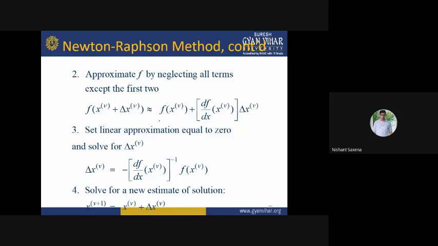After this, what we will be doing, we will be approximating, as I've told you, by neglecting the higher order terms. Only the first principal component and the first order derivative will be the part of it. Then we will equate it equal to zero to linearize this. That is, the linear approximation will be done, and we will solve this deviation for the system. Okay. And after this, we will estimate the new solution, once we have found out this deviation. Okay.